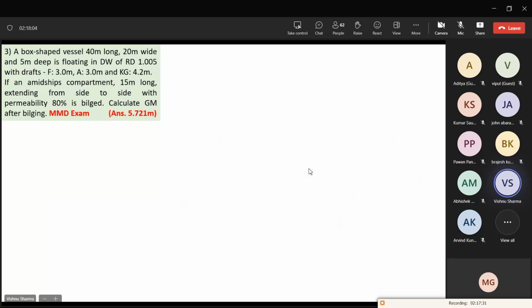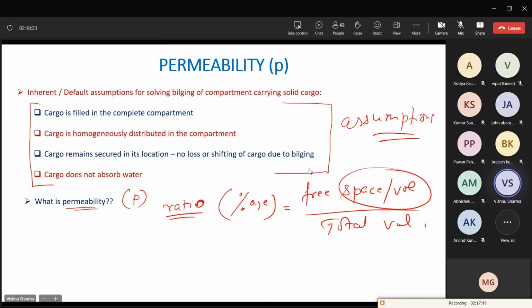Okay, now I'll take one more question on permeability and then we'll call it off and continue tomorrow, no issues. This is an MMD question. Which month? I have not written, but it's definitely an MMD question. A box-shaped vessel 40 meter long, 20 meter wide and 5 meter deep. Okay, guys, before I go to this question, now, in my earlier two questions, the compartment was empty.